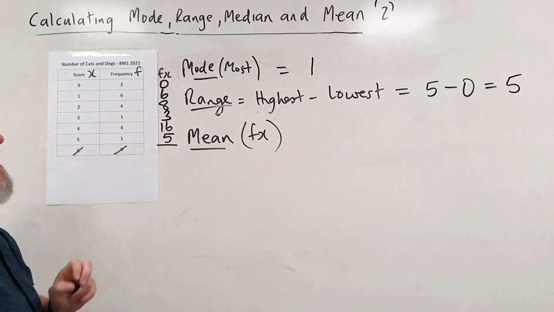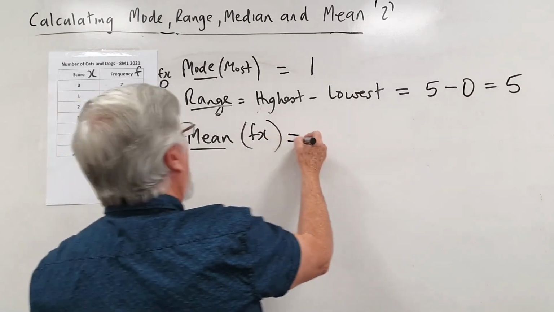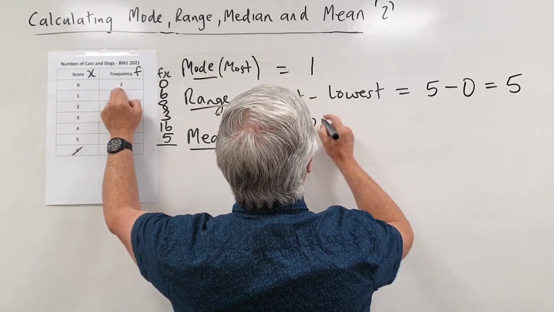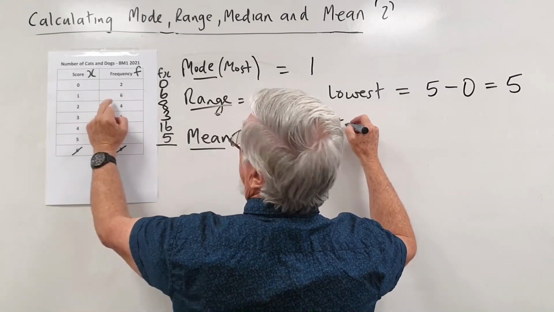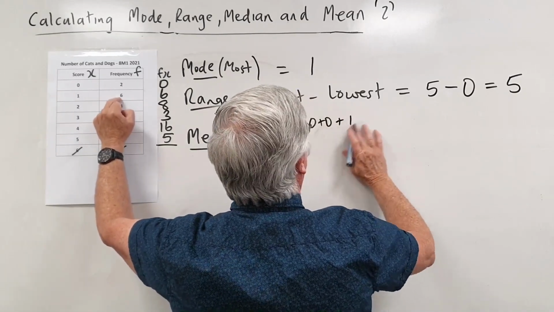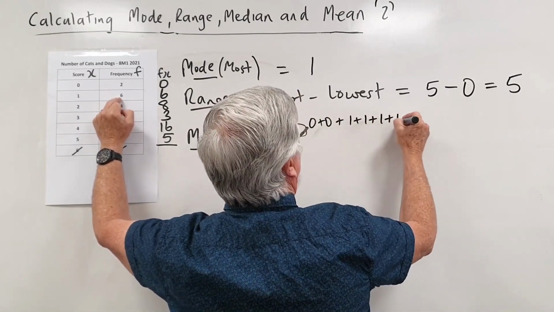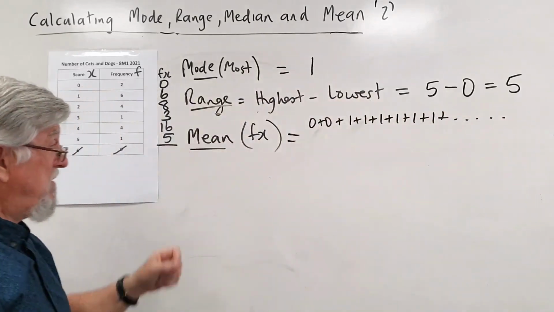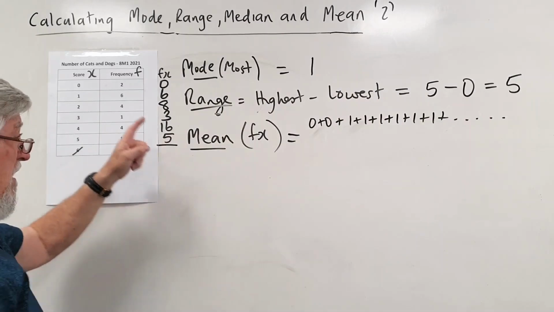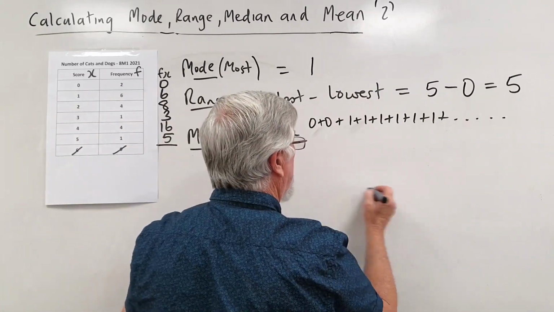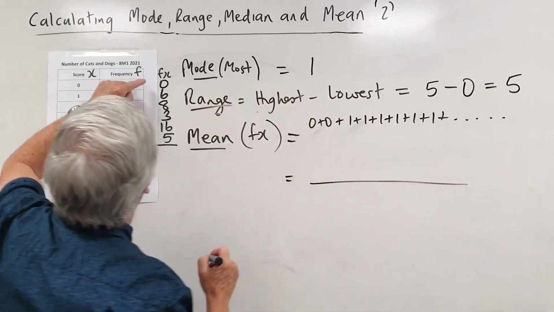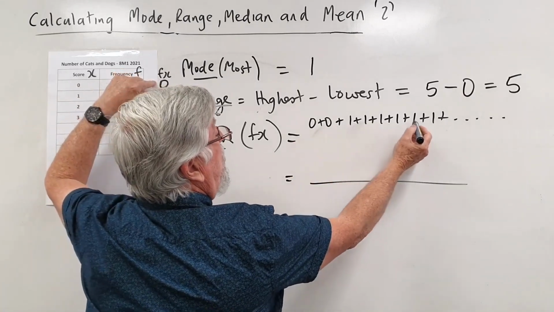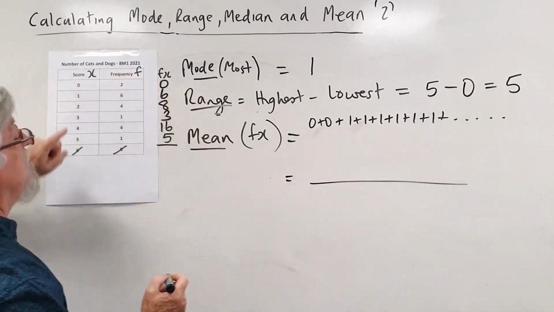So if we looked at that FX column, I could do it the long way, and I'd say I had a 0, plus a 0, plus a 1, plus a 1, plus a 1, plus a 1, plus a 1, plus a 1, and I can go through writing all those out. But instead of writing all those out, I've got 2 lots of 0, which is 0. I've got 1, 2, 3, 4, 5, 6. I've got 6 lots of 1, which is 6.